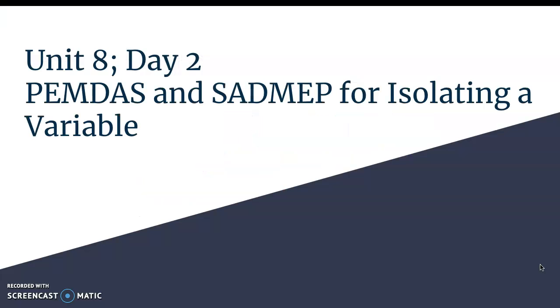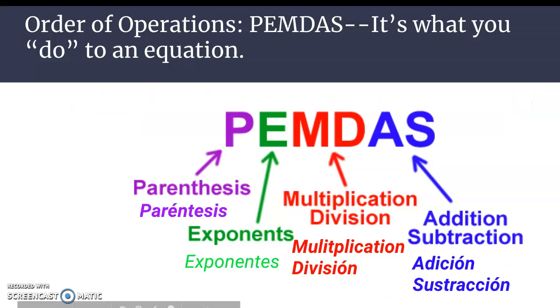Today we're going to be talking about isolating a variable in relation to the order of operations. So make sure that you have this in your notes, this right here. This is the regular order of operations. It's what you usually do to an equation.